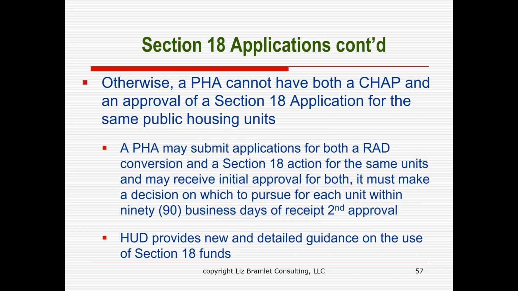Otherwise, the PHA cannot have both a CHAP and an approval of a Section 18 application for the same public housing unit. A PHA may submit an application for both the RAD conversion and some Section 18 action for the same unit. And you may receive approval from both, but you can't use both. You have 90 days after receipt of the second approval to determine which you're going to use. Are you going to go through a RAD conversion, or are you going to use your Section 18 funding? And again, in this notice, HUD provides new, expanded, detailed guidance on the use of Section 18 funds. And if this applies to you, you want to take a good look at that.